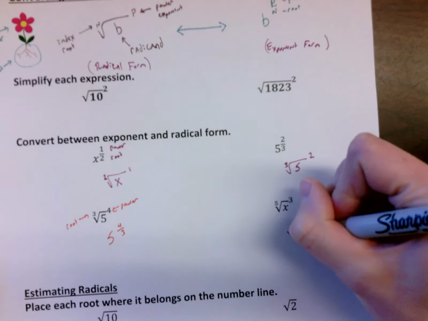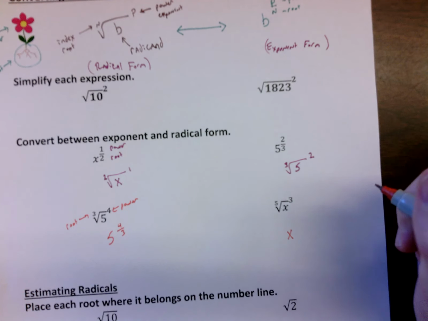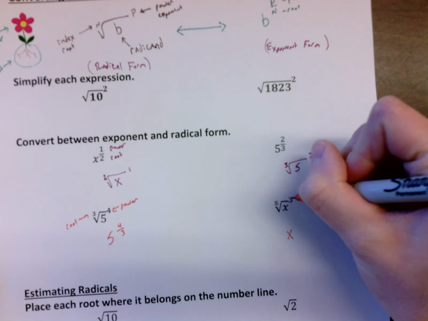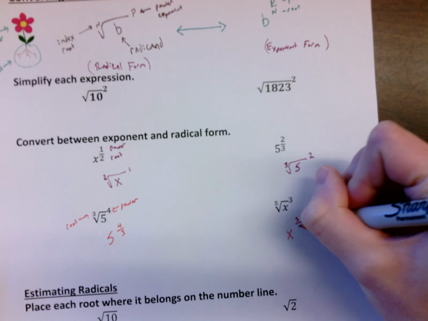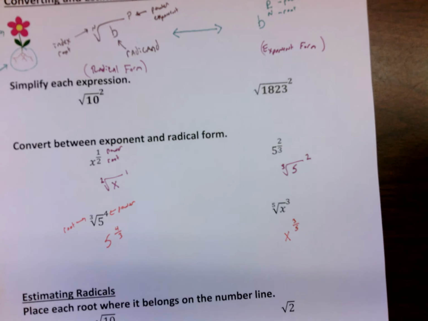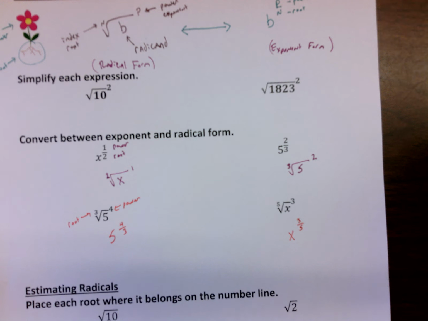Okay, and then this one, I'm going to have a regular sized x, and then power over root. So it'll be 3 over 5. Okay, and that's how you convert back and forth. So it's not super hard. You just have to kind of remember that pattern and remember this power over root thing.